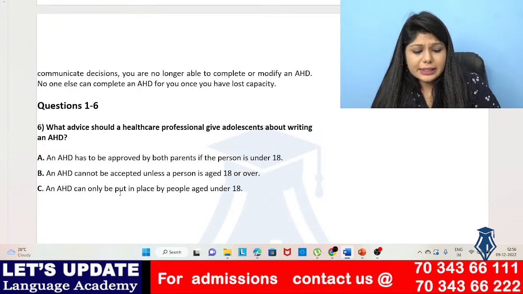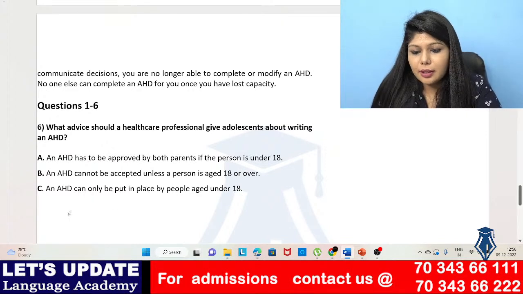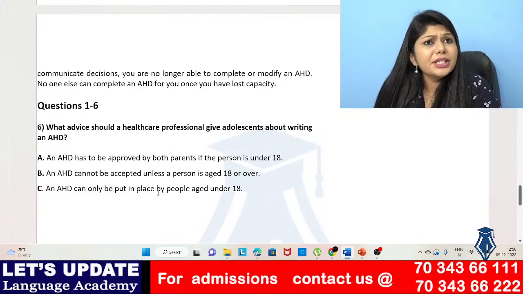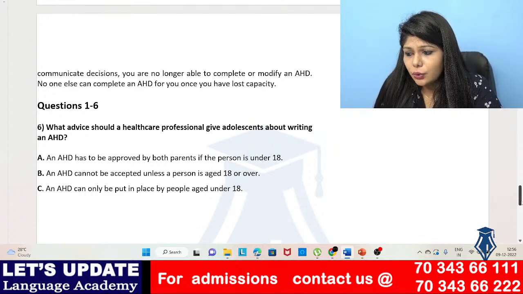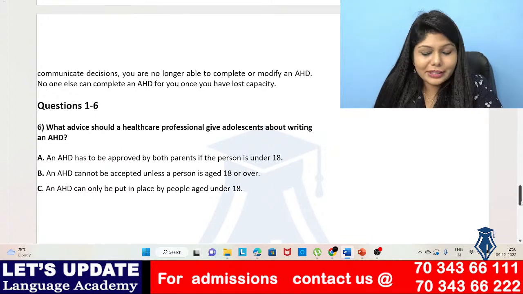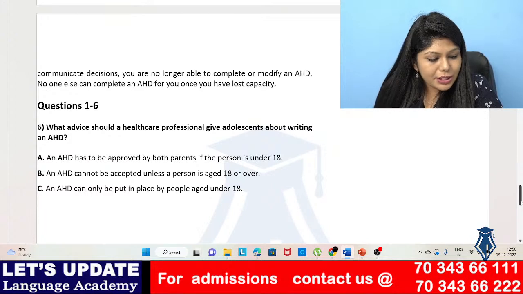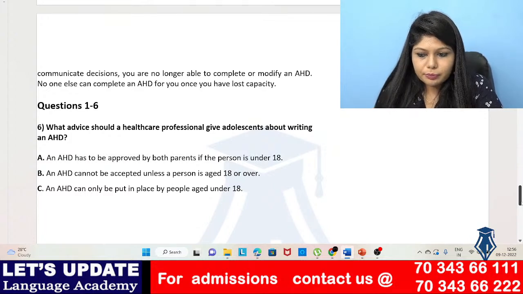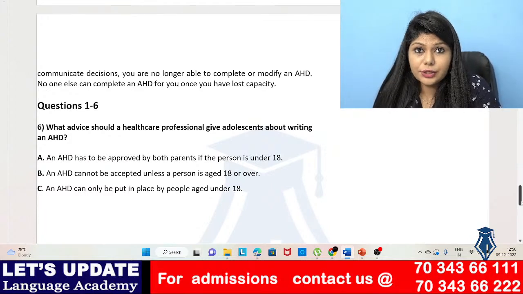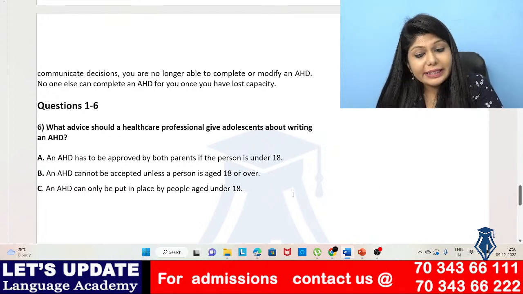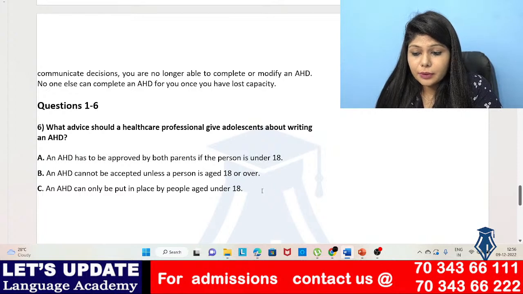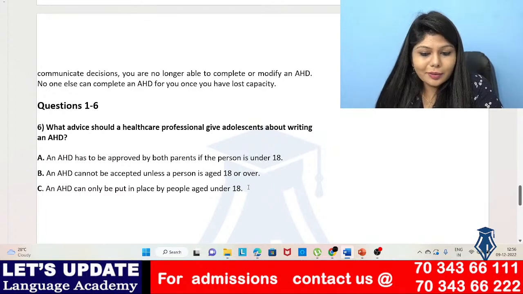Okay, let's just try eliminating the options. Look at C. An AHD can only be put in place by people aged under 18. Is it so? What have they mentioned in the whole text? They have specifically mentioned that a person should be above 18 years of age to do this, right? So we can easily eliminate option C. So C is completely incorrect.